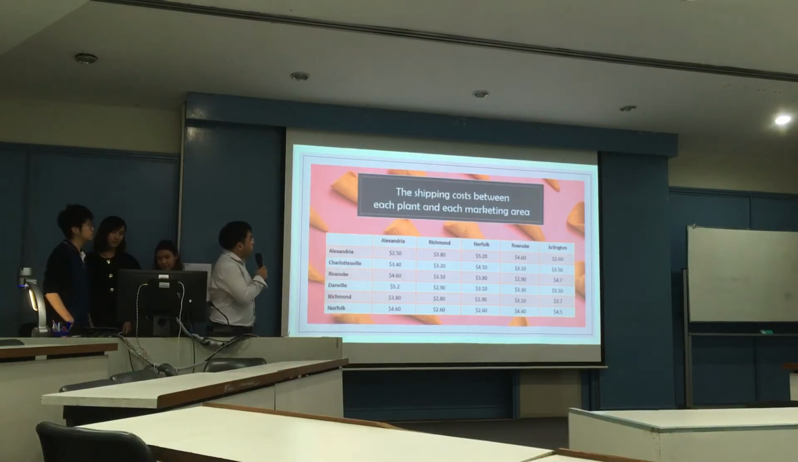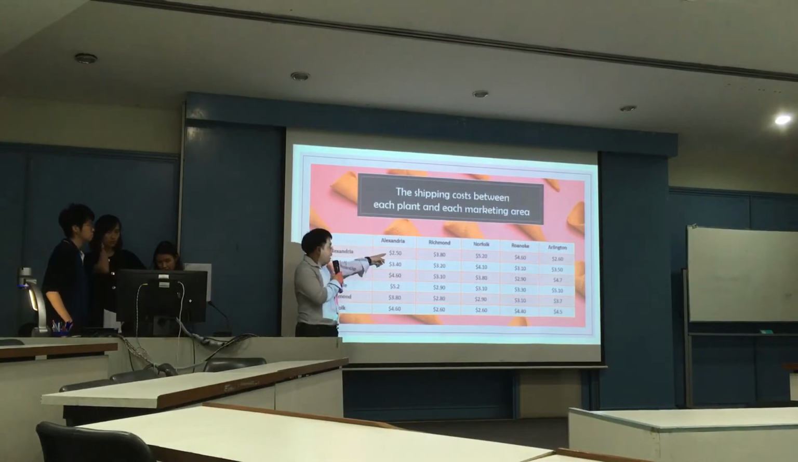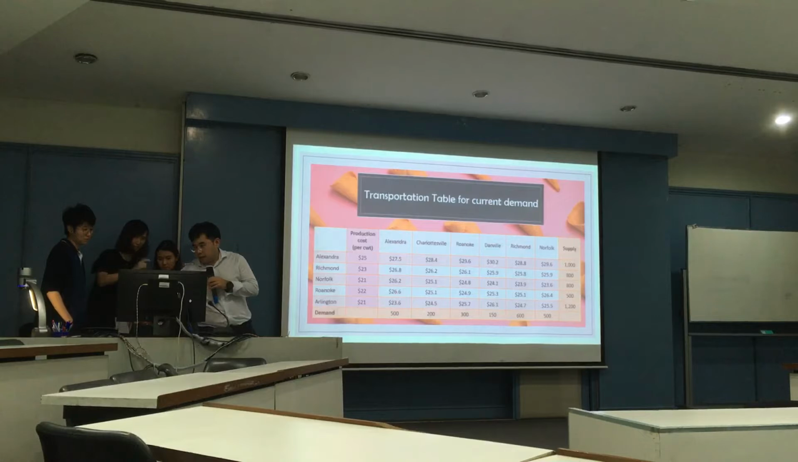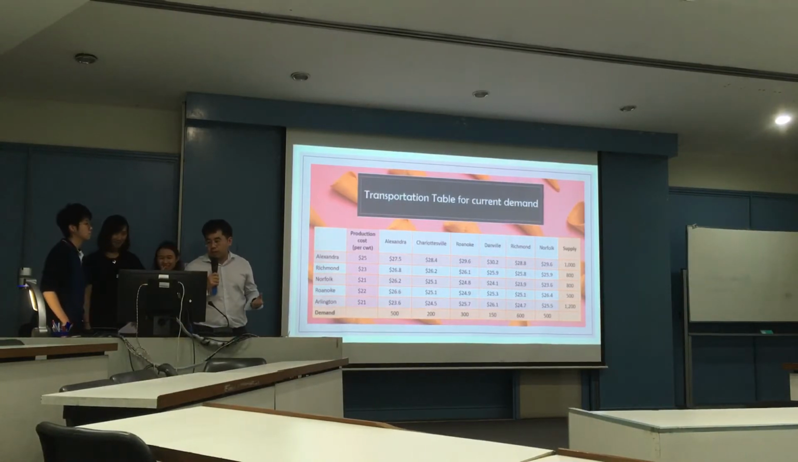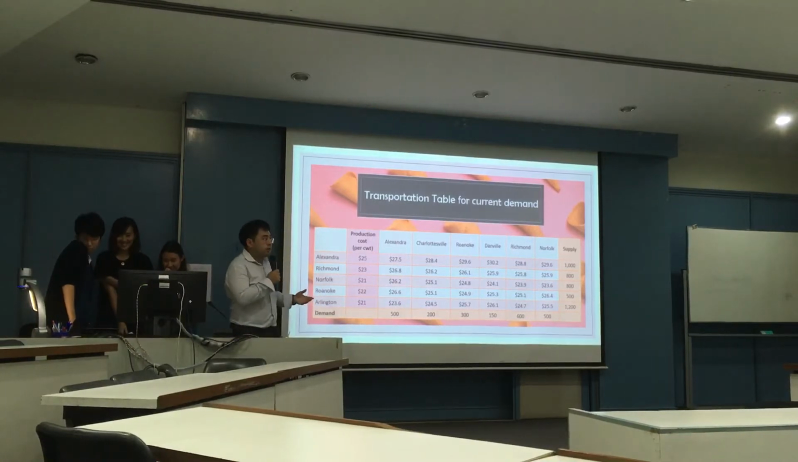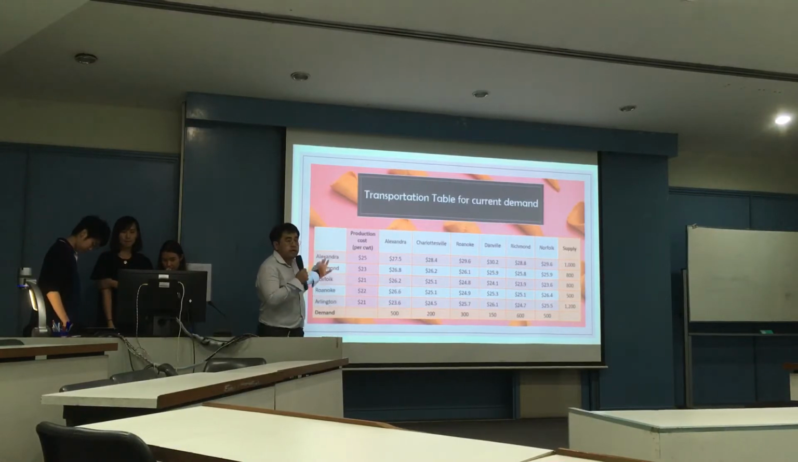And here is the shipping cost between each plant and the marketing areas. For example, Alexandria shipping to Alexandria will be $2.5. Richmond shipping to Charlottesville will be $3.2. And the last one, Arlington shipping to Danville will be $5.1. After that, we come up with the transportation table that combines production cost and transportation shipping cost, and summarize it in this table.